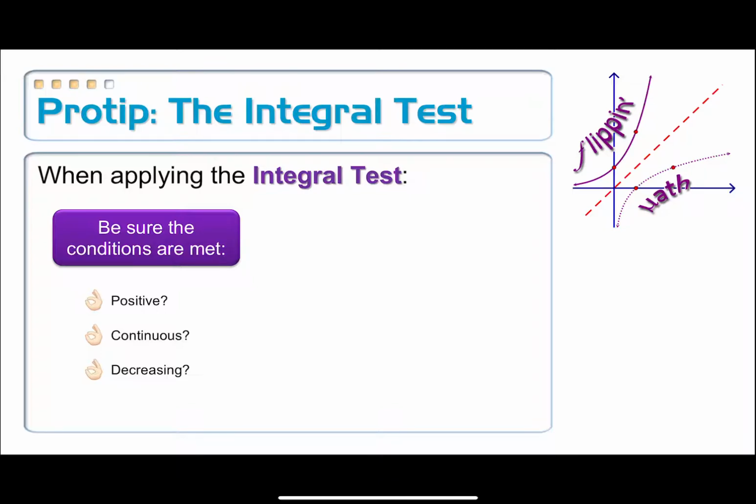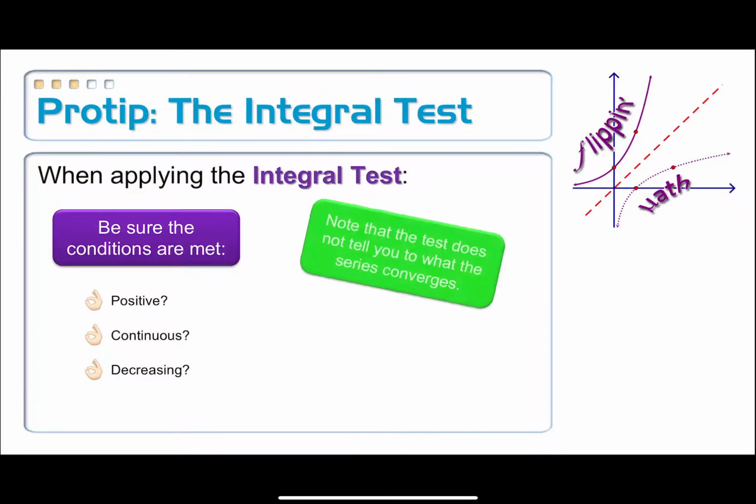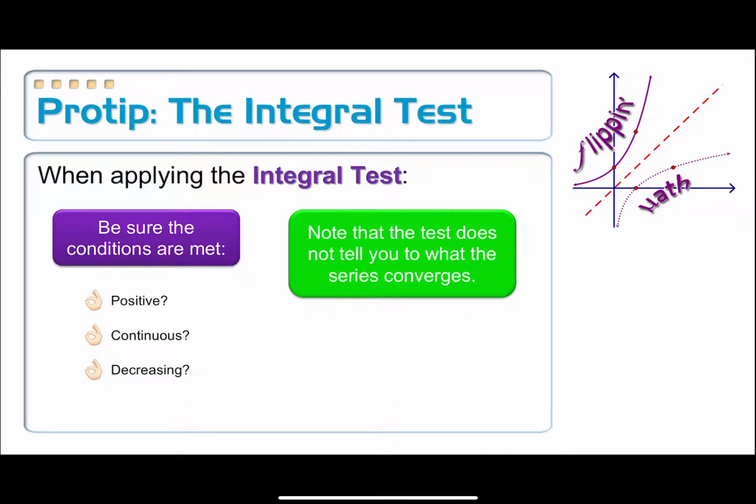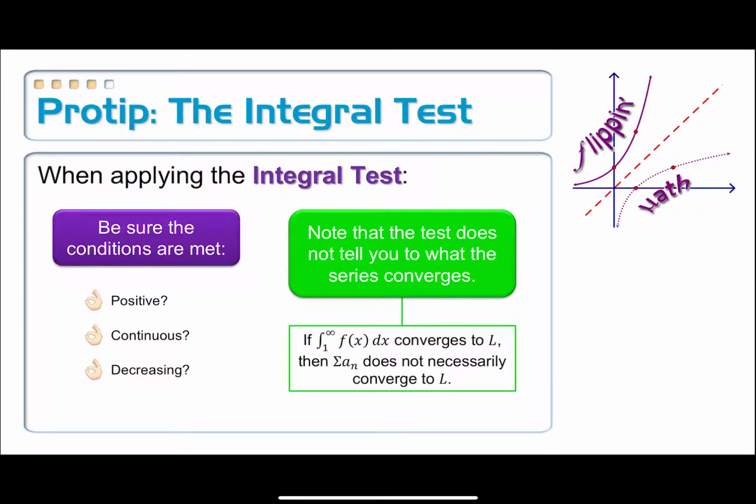After those conditions are met, you look at the improper integral, and you're able to conclude that the improper integral and your series both do the same thing. However, just because your improper integral converges to some number, like 1, that doesn't mean that your series also converges to 1. We'll see that towards the end of the lesson. Just because our improper integral converges to L, whatever this L is, a finite number, doesn't necessarily mean that our series converges to that same number.